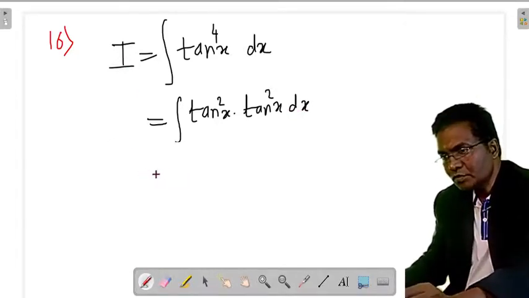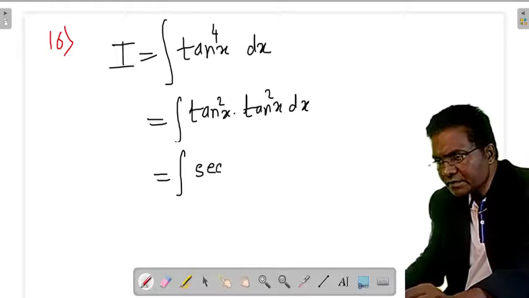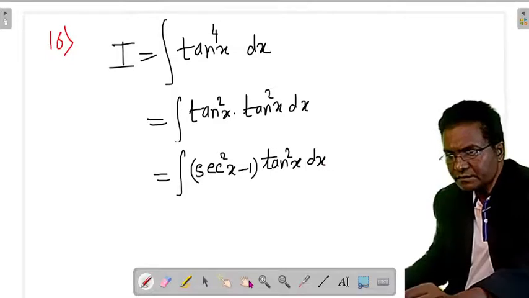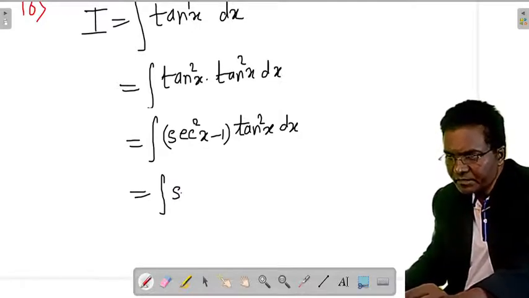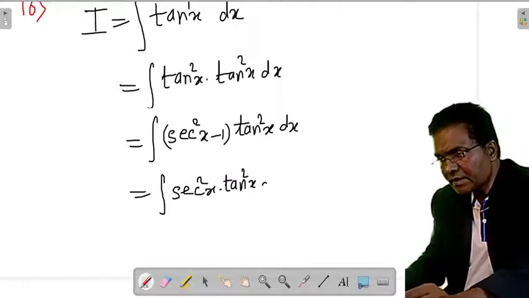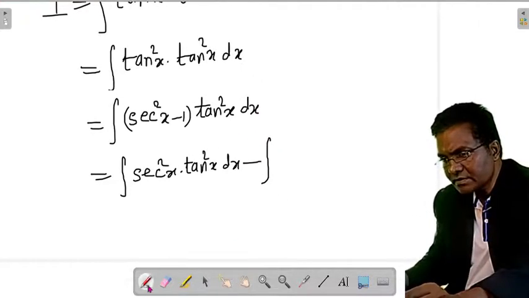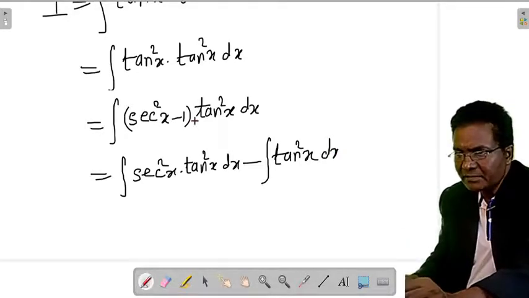Okay, so now this tan square x you have to write as secant square x minus 1, and this tan square x as it is. Okay, now multiply this into this. So sec square x into tan square x dx, I write first integral this into this minus second integral. 1 into tan square is tan square, so separate integration I can write. Okay, so we have written two separate integrals by multiplying.